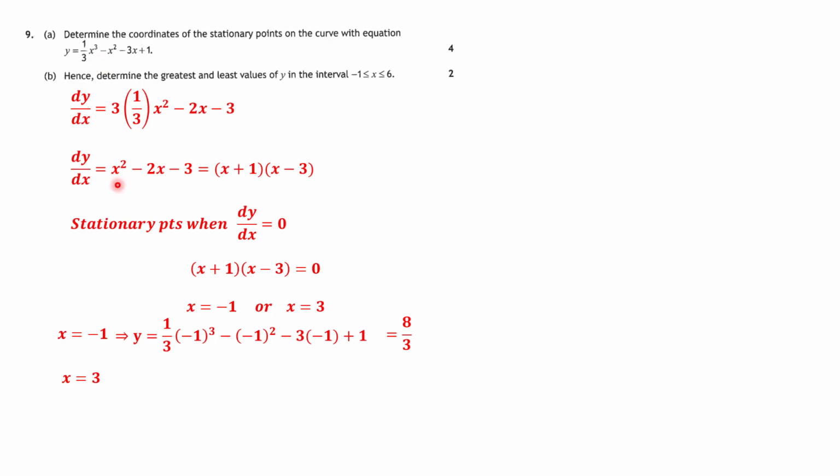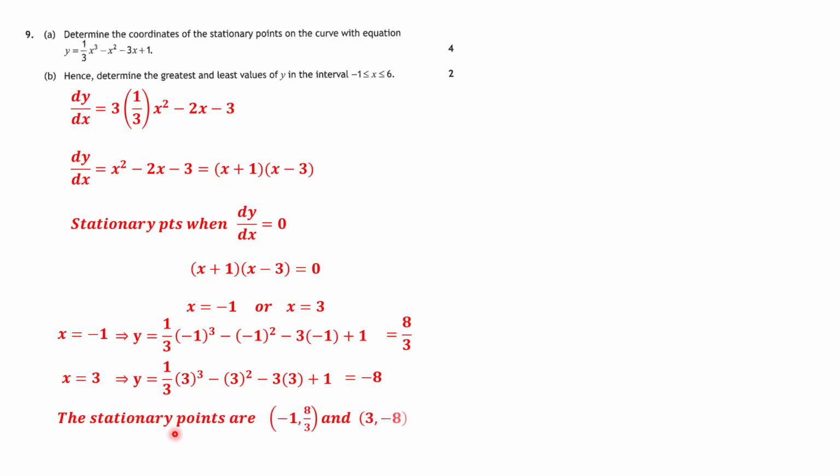We do the same for x equals 3. Put it into here and we get 1/3 of 3 cubed, take away 3 squared, take away 3 times 3 plus 1. And if we do that with a calculator, we'll get the answer negative 8. So we've got the stationary points on this curve are minus 1, 8/3 and 3, negative 8.